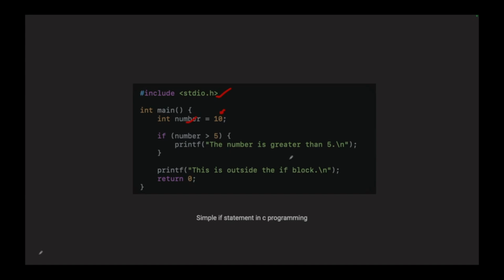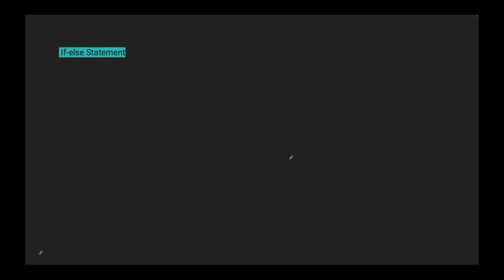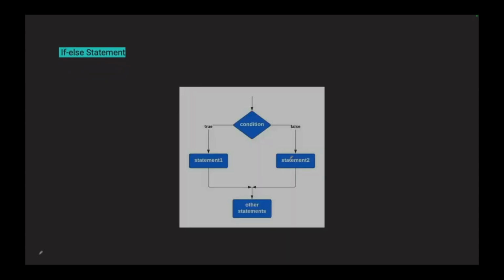Now let's go to the next statement, the if-else statement. By looking at this flowchart, we can clearly see how the if-else statement works. First of all, we will encounter the condition. There will be a certain condition that will be either true or false. If the condition is true, statement 1 will be executed. If it is false, or let's say else, in place of false, statement 2 will be executed.